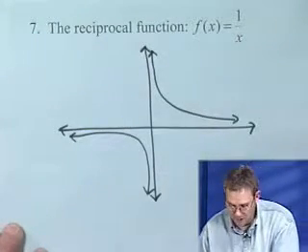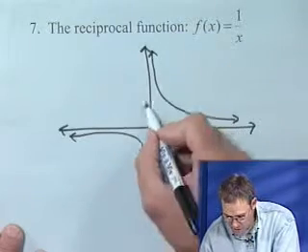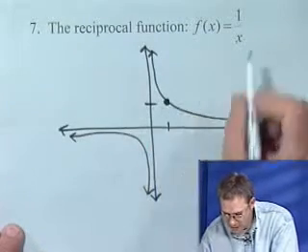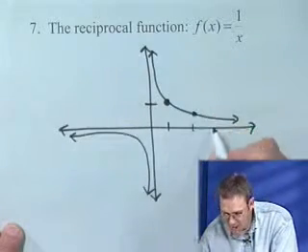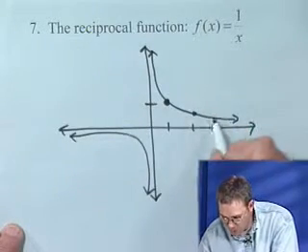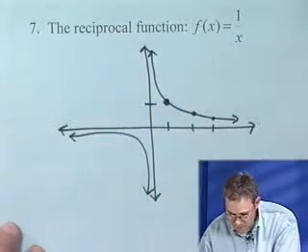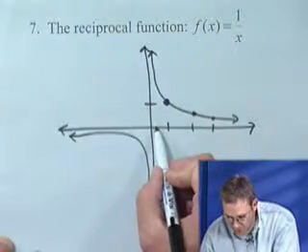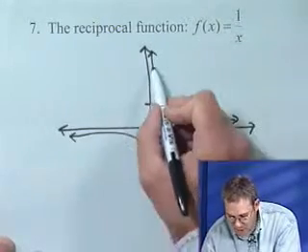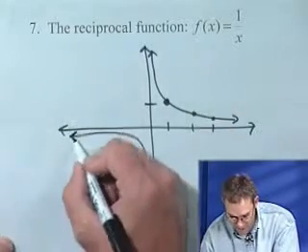Let's take a look at a couple points. When x is 1, 1 over 1 is 1. When x is 2, 1 over 2 is a half. When x is 3, 1 over 3 is a third. Notice it's getting smaller and smaller. When x is a small number, say a half, 1 over a half is 2. 1 over a third is 3, etc. And we can do the same thing for negative values.